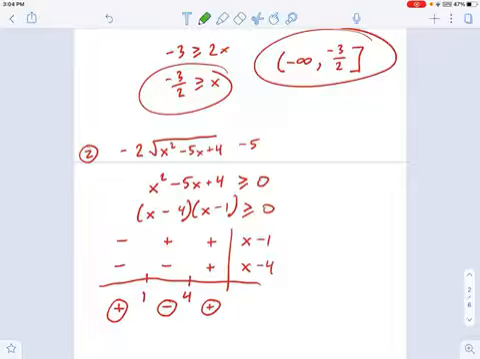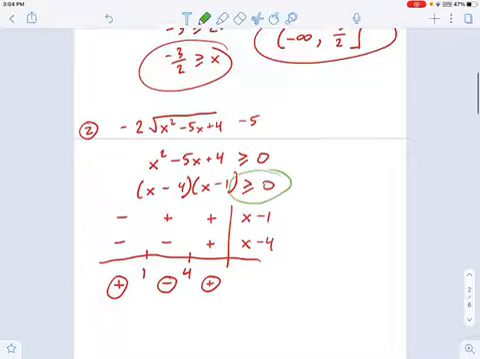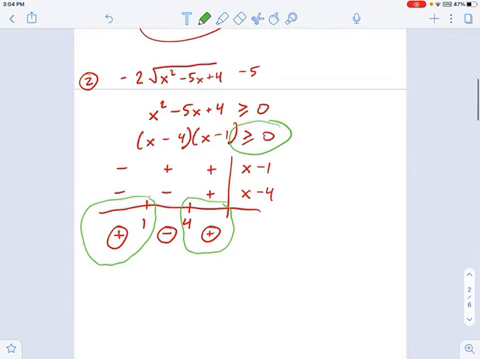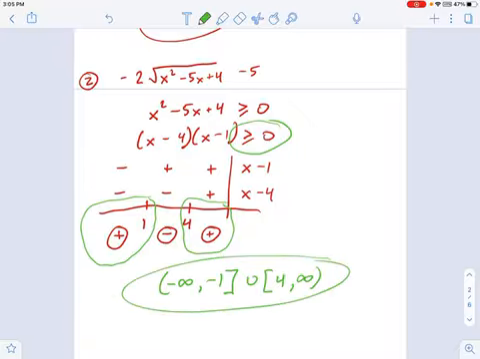Remember what I'm looking for. I'm looking for greater than 0 or equal to 0. And that's over here and over here. Equal to 0 at those x-intercepts is just fine. So what I would say is, here's my solution. It's everything less than 1, negative infinity to 1, and it's everything at x equals 4 and above. That's the domain of this problem.